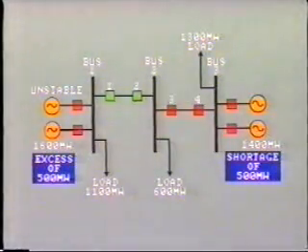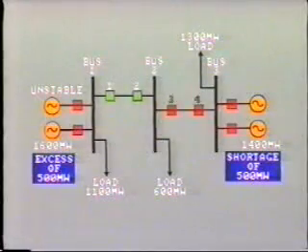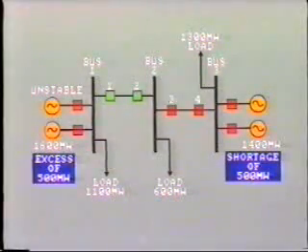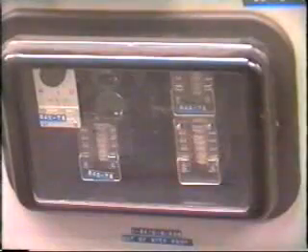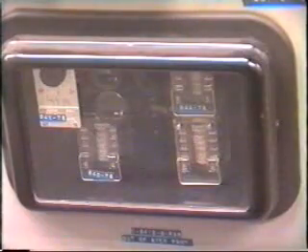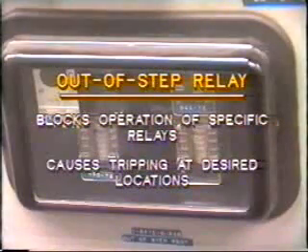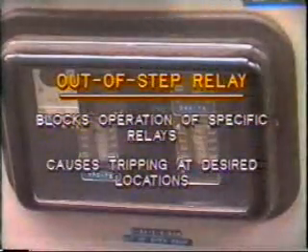Ideally, we would have preferred to split the system by opening breakers 3 and 4, so that the two systems would each be reasonably balanced between generation and power demand. In order to achieve this selection, we need to apply out-of-step relays. The out-of-step relay detects the out-of-step condition, and it can then be used to either 1, block the operation of specific relays, or 2, cause tripping at the desired locations.